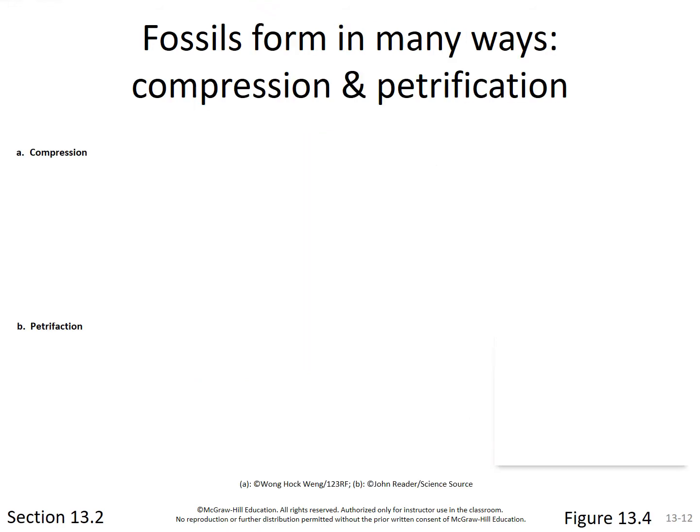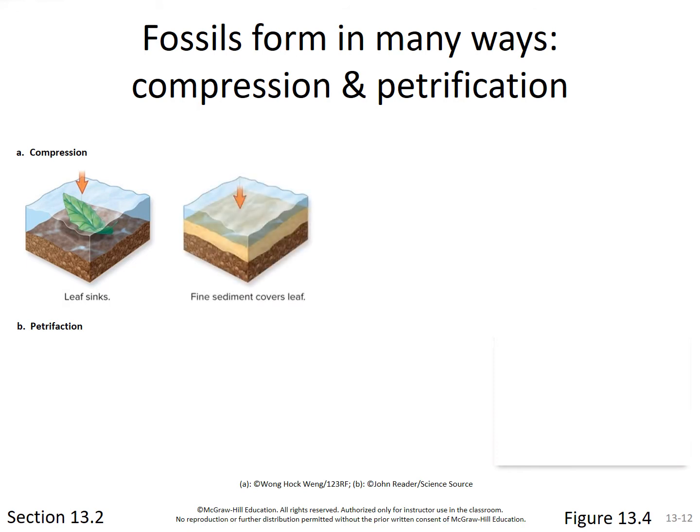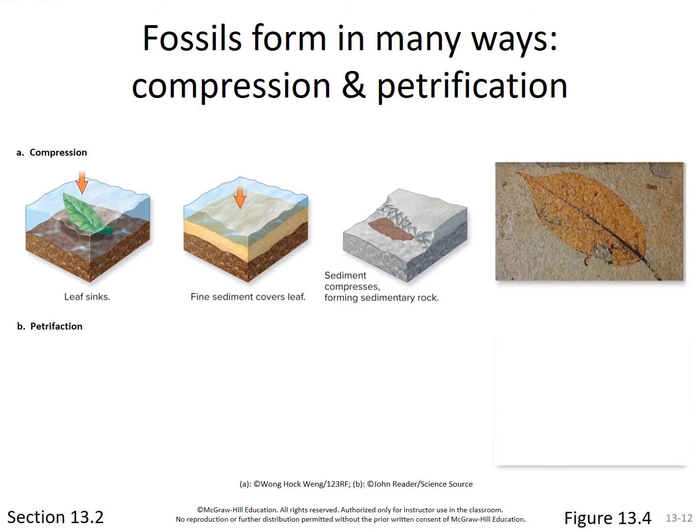So there are a number of ways that fossils form, and we'll go over these. And the first two processes of fossil formation that we're going to cover are compression and petrification. So in compression, let's say that you have a leaf sink and nothing messes with the leaf. So it says, so leave me alone. It gets left alone, it sinks. Fine sediment covers the leaf, and the sediment will compress and form sedimentary rock, and what you'll get is a really nice leaf fossil out of that.